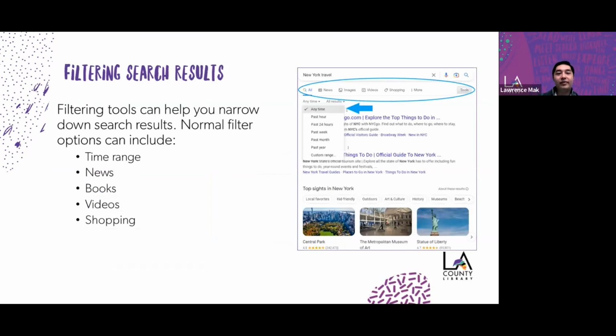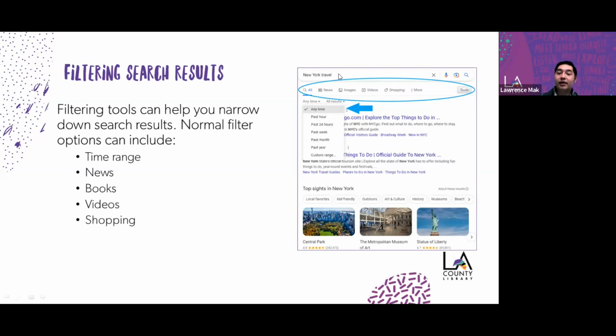All right, next up, we get to filtering search results. All right, so filtering tools, which are built in to many of these search engines, can help you narrow down your search results. So some normal filter options can include like the time range, the news. You can sort it by like the news, whether it's like books or videos or even shopping.